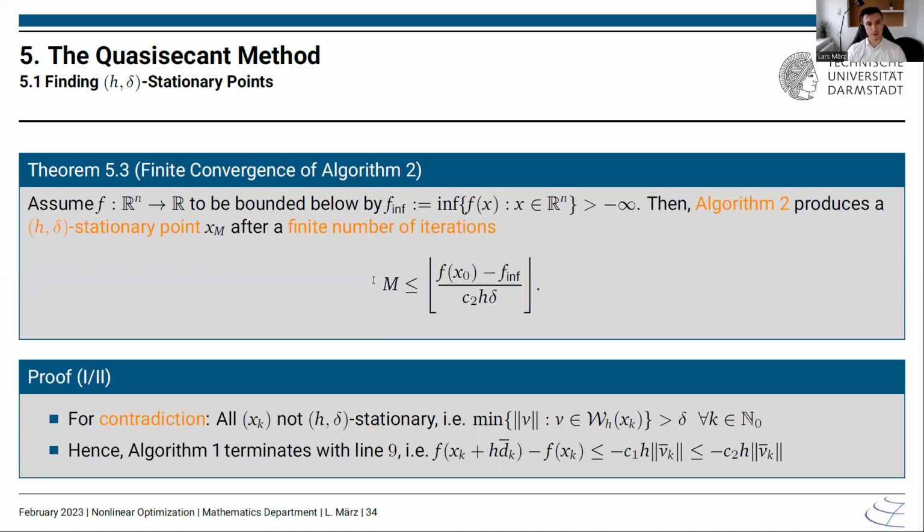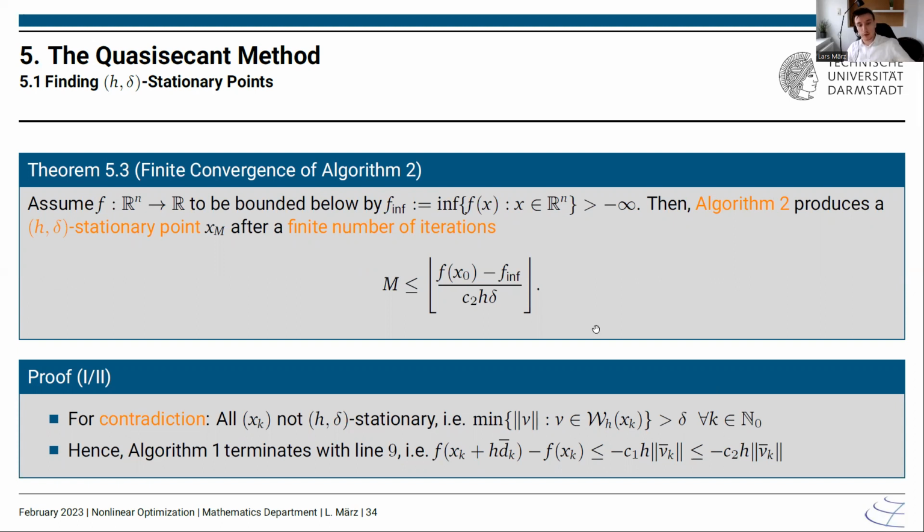And again, as before, how do we know that this terminates? Well, this theorem guarantees that if f is bounded below by some f infimum, then algorithm 2 produces an H delta stationary point, and the number of iterations is at most this quotient. So for the proof, we will do a proof by contradiction. So assume all of the iterates to not be H delta stationary, meaning that this minimum is larger than delta for each iteration k.